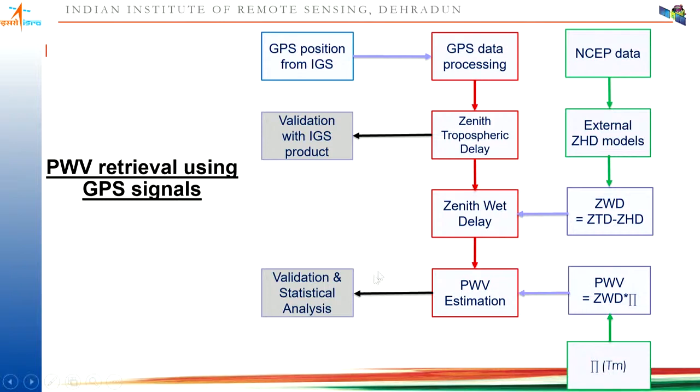So for PWV estimation, from this zenith tropospheric delay we subtract the zenith hydrostatic delay. Okay, how do we obtain the zenith hydrostatic delay? By using external ZHD models. These ZHD models we estimate using reanalysis data, or, if you want something more accurate, like I have written here, NCEP, which is reanalysis data that is available.